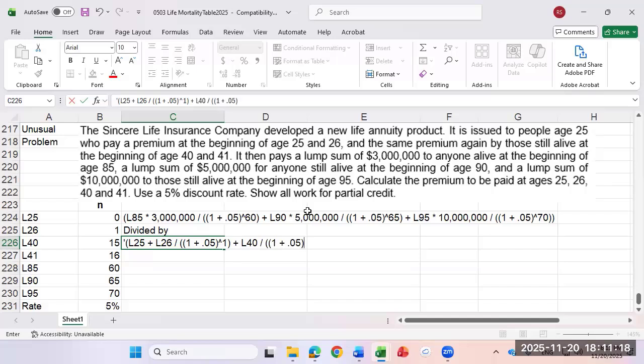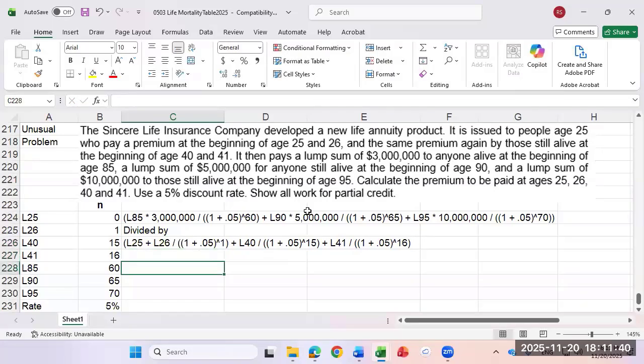$40 minus 25 is 15. And then the next premium you're going to receive at L41, 41 minus 25 is 16. And there's your denominator. Very, very simple, very straightforward. Why did I do these crazy products? Just to see that you understand how to use the mortality table.